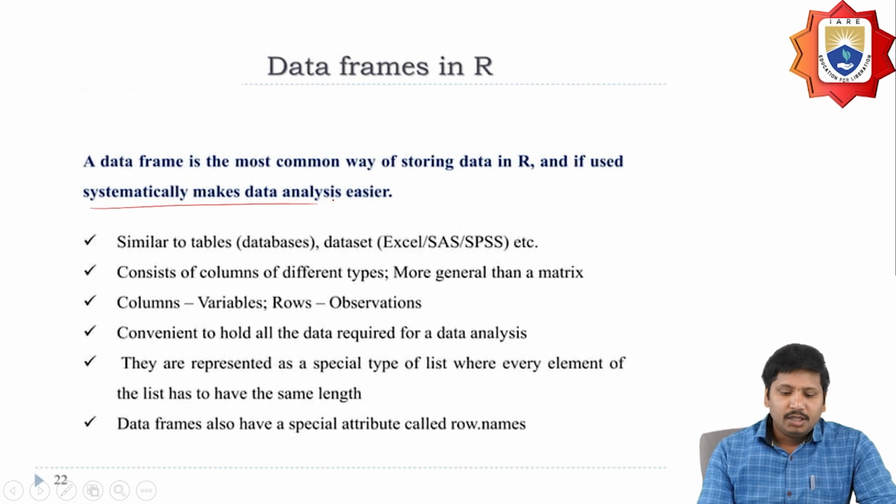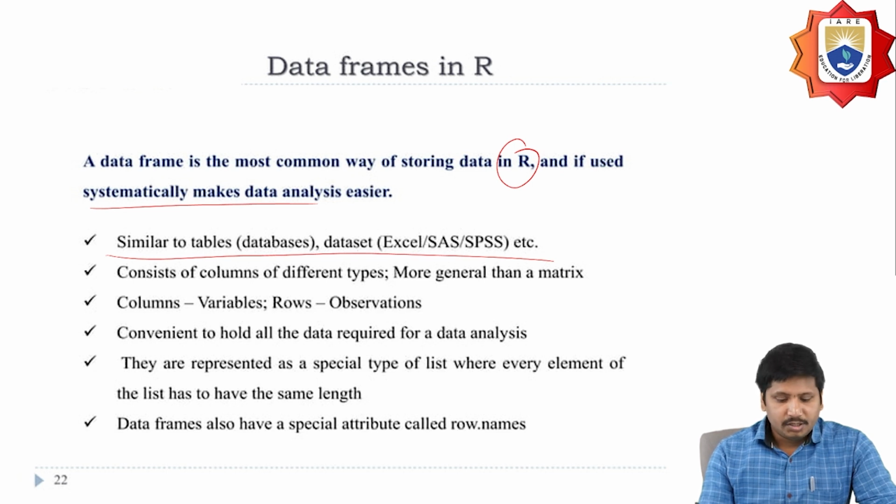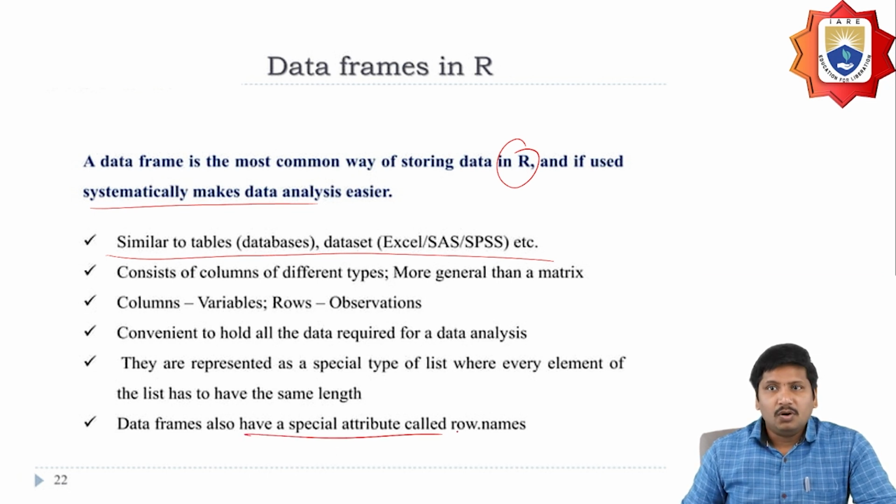Okay, so the data frame is the most common way of storing data in R, and if it is used systematically, it makes the data analysis easier. It is somewhat similar to tables, and it also consists of different types as columns, with variables as columns and the rows as observations. So it is a convenient way to hold all the data required in the data analysis. The data frame also has special attributes for row names and column names.